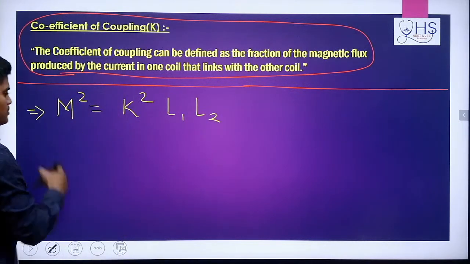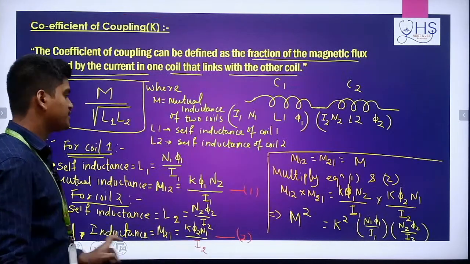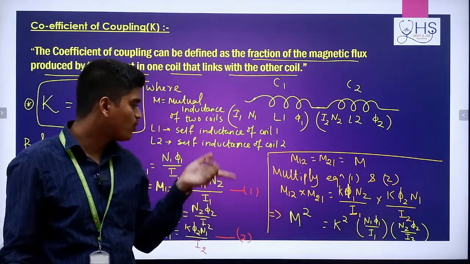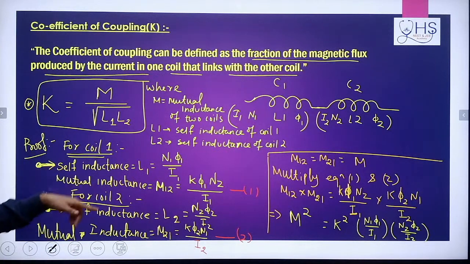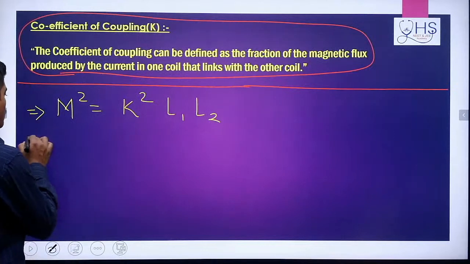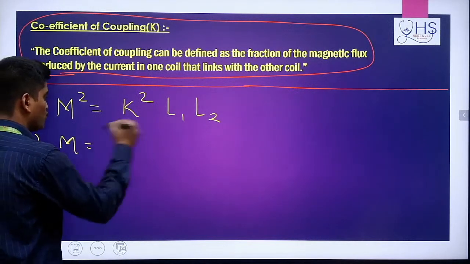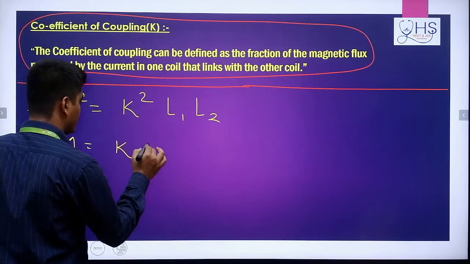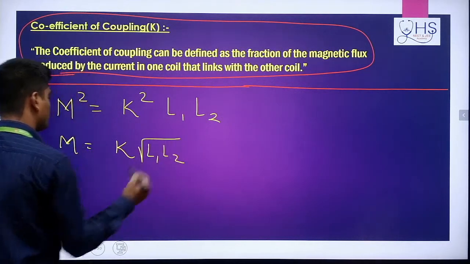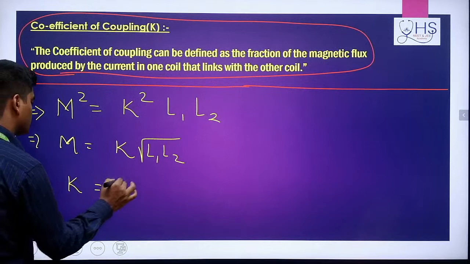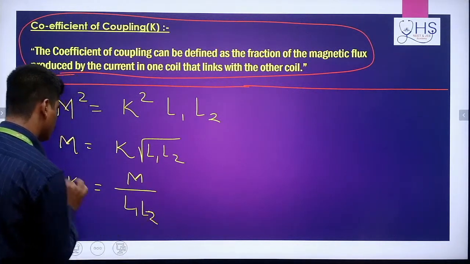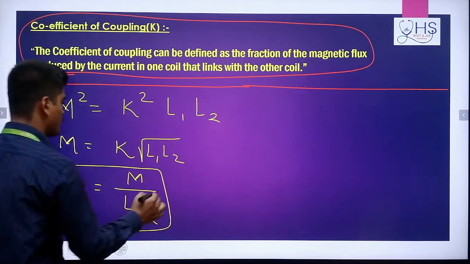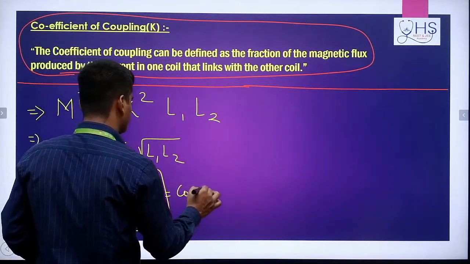Because already I have told you here, self inductance is nothing but N1 phi1 by I1. Already written also here, because flux by current, last class also I told that. Now if I write M here, then you have to take root, then it will be M equal to K root of L1 L2. Now if you want to find K here, it will be M divided by root of L1 L2. So whatever you got here, this is your coefficient of coupling.